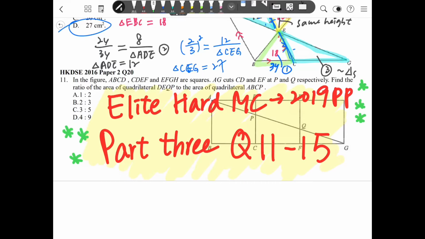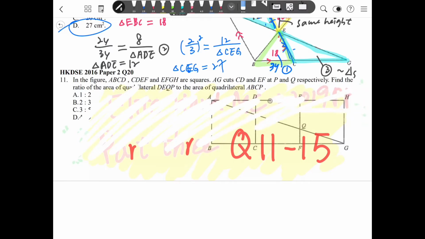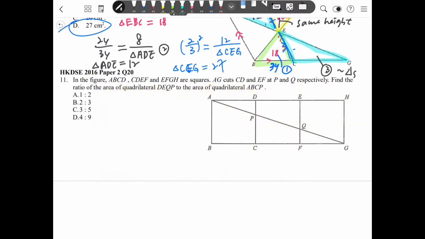Hi guys, for the last episode for the Elite Hard MC, I just attached one more question for the 2019 past paper. For the part 3 episode, that would be question number 11 to number 15. Let me erase them and then try to find more space to write down the answer for your question number 11. So let's get started.